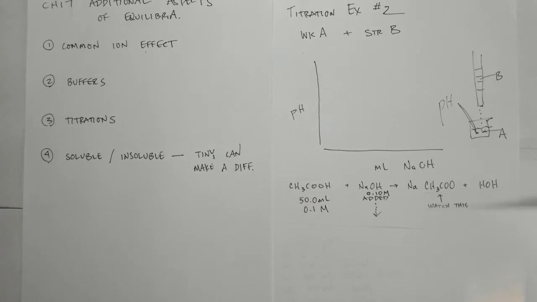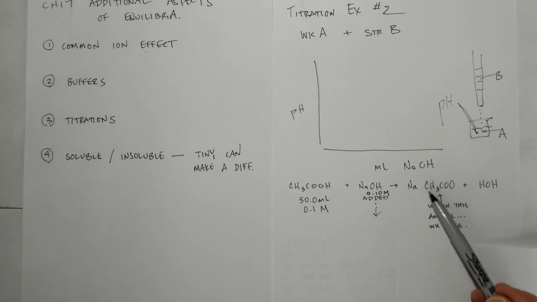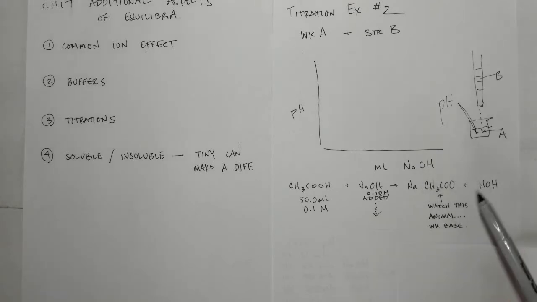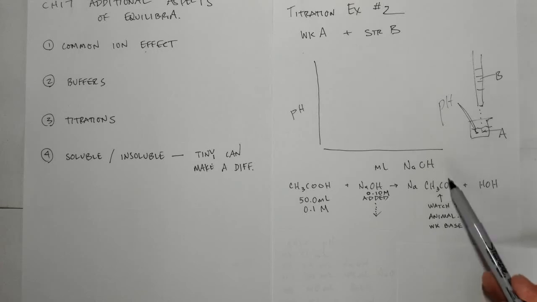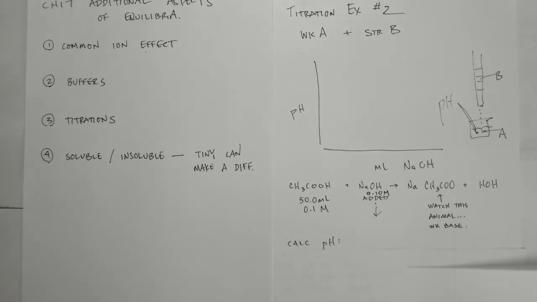Now something to watch out for is this animal right over here. This part of the NaCH3COO has got to be really carefully watched because that's going to act as a weak base. And then, of course, water is not going to do anything. So keep your eye on that as we go through 5 different steps.